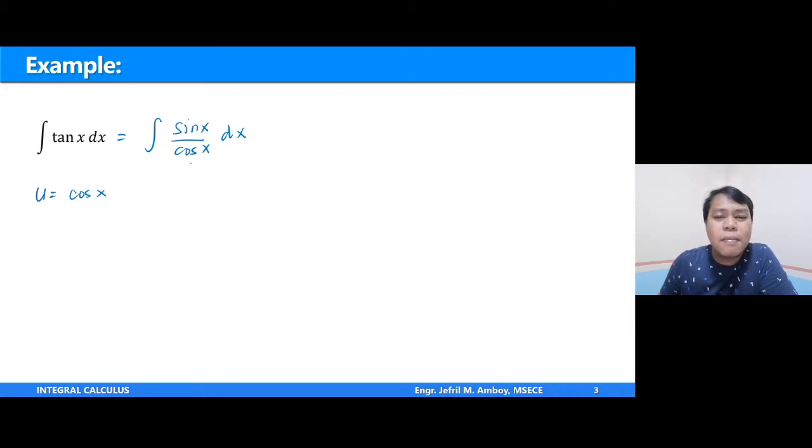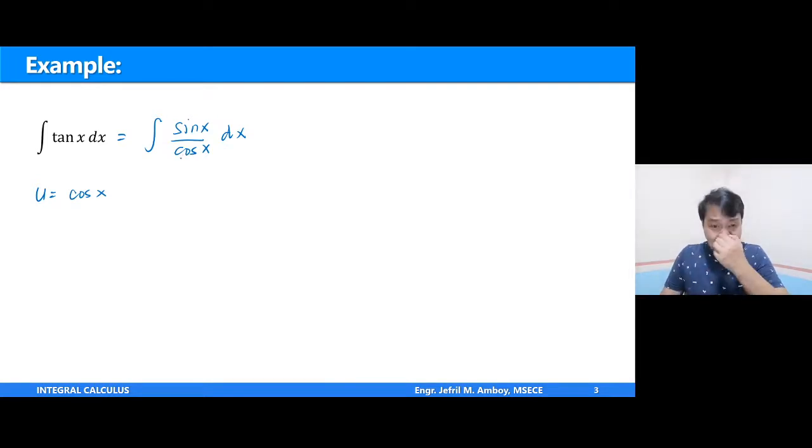Sir, bakit yung nasa denominator ang ginagawa? Kasi po, kapag kinuha mo yung differential ng cosine, ang sagot doon ay sine. So, tama, andito siya o sine x dx. Whereas, kapag halimbawa, ginawa mong u yung sine, di alam natin ang derivative ng sine, cosine. Alam ka naman yung du nasa denominator.